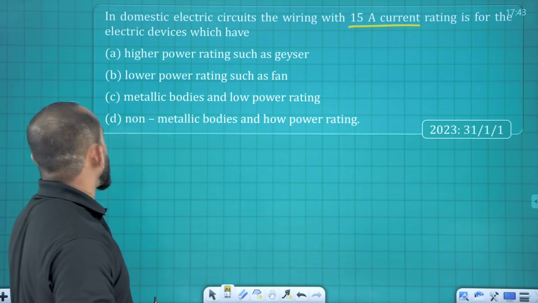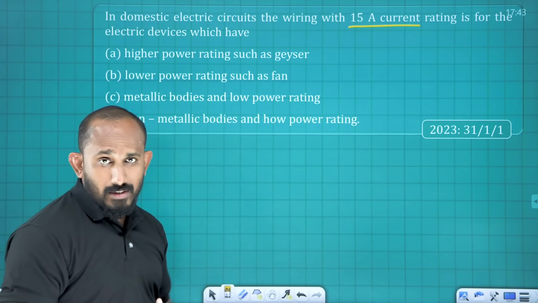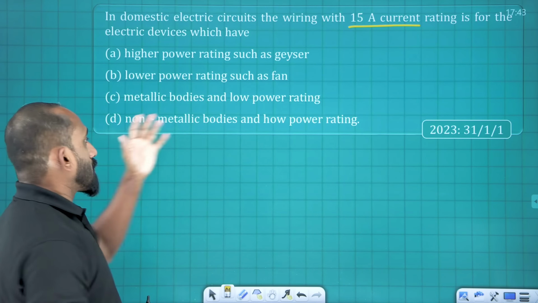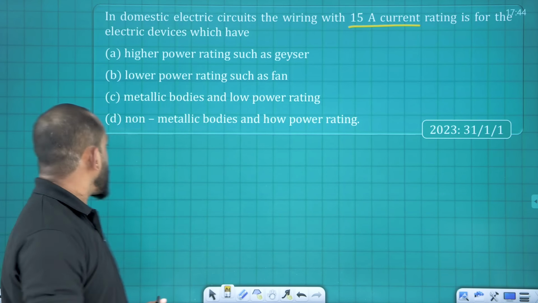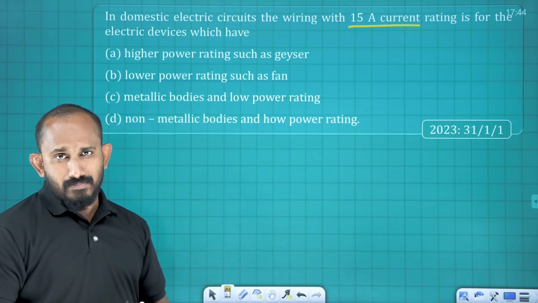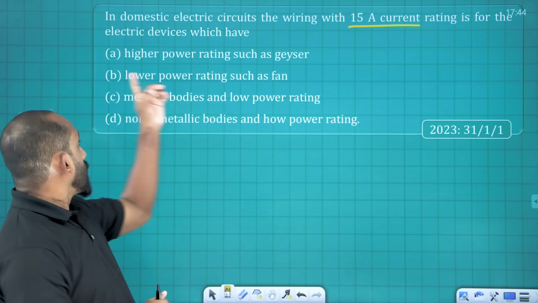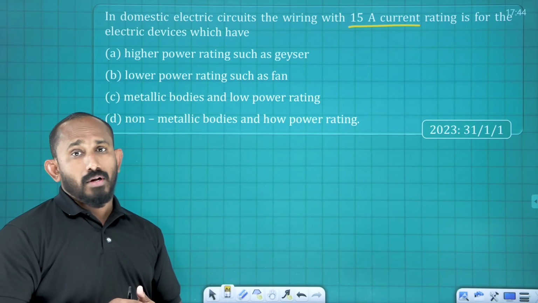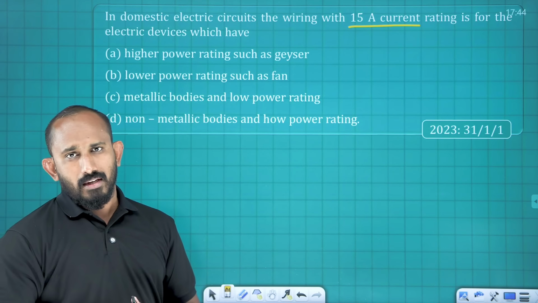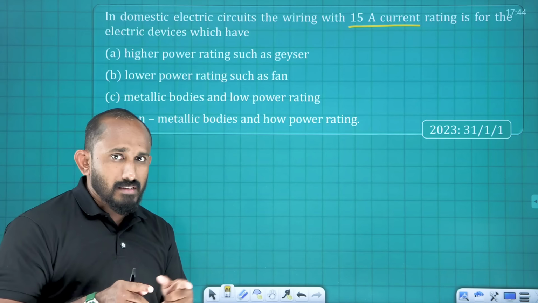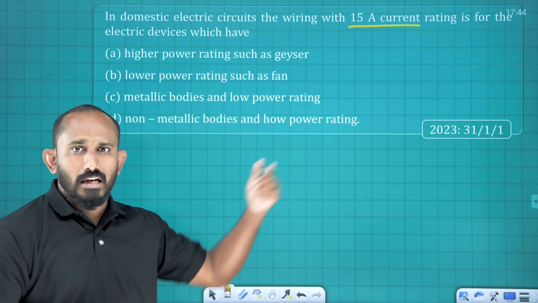So options, let's see. Higher power rating such as geyser, lower power rating such as a fan, metallic bodies and low power rating, non-metallic bodies and high power rating. So here we have higher power rating only, of course. Metallic body and non-metallic body, the difference is only with earth wire. Metallic bodies have earth wire also connected. You know earth wire is a safety measure. We'll be coming to that question later.